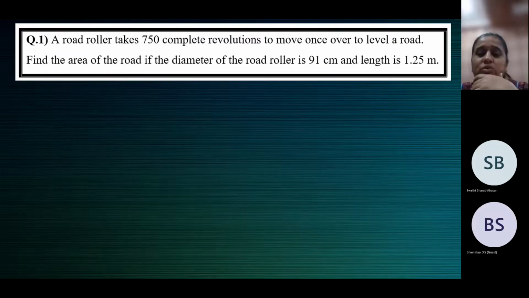We'll have to be careful with the units. 91 centimeter, 1.25 meters. So convert meter to centimeter, 1.25 meter to centimeter.